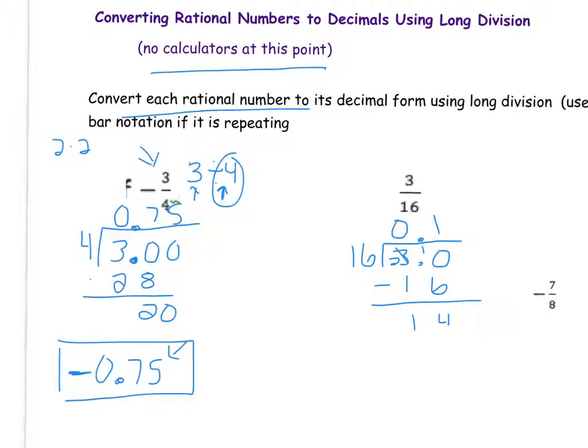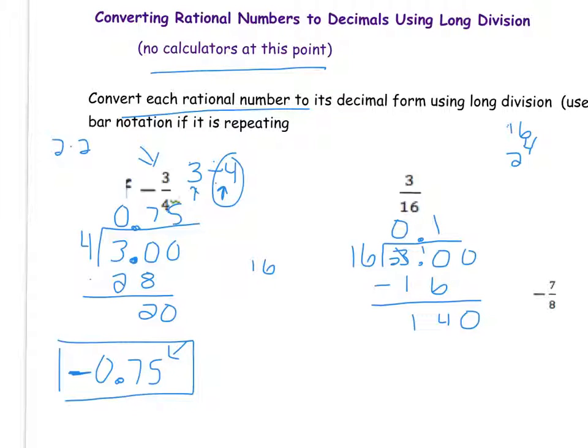16 goes into 14 0 times, so we have to add our 0. And now 16 goes into 140. So this is where you might have to write off to the side 16 times what, and make a good first guess. I also want to have an idea of, is it going to terminate or is it going to repeat? So think about that 16. 16 can be broken down into 2 to the 4th power. Since it doesn't have another factor other than 2, I am pretty sure it is going to terminate or end.